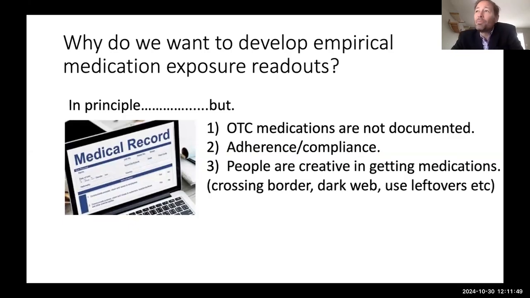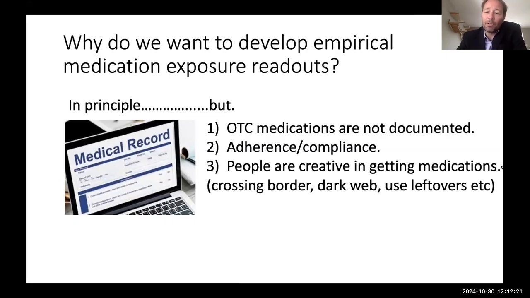People are also super creative in getting medications. I could go 25 miles from my house, go across the Mexican border, and pretty much buy any medications I wish. You can order them on the dark web. We did that for a specific project together with law enforcement. And essentially, you can order any medications on the dark web. If you order antibiotics, you get free Viagra, for example. That was one of the perks that we found out when we ordered via the dark web.